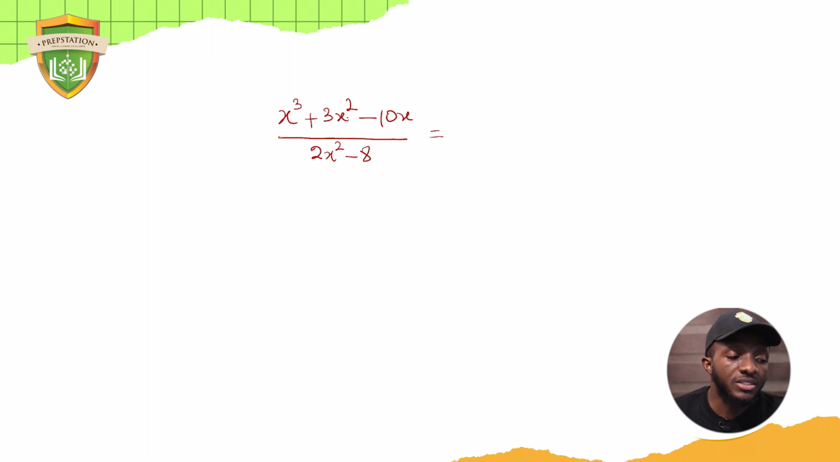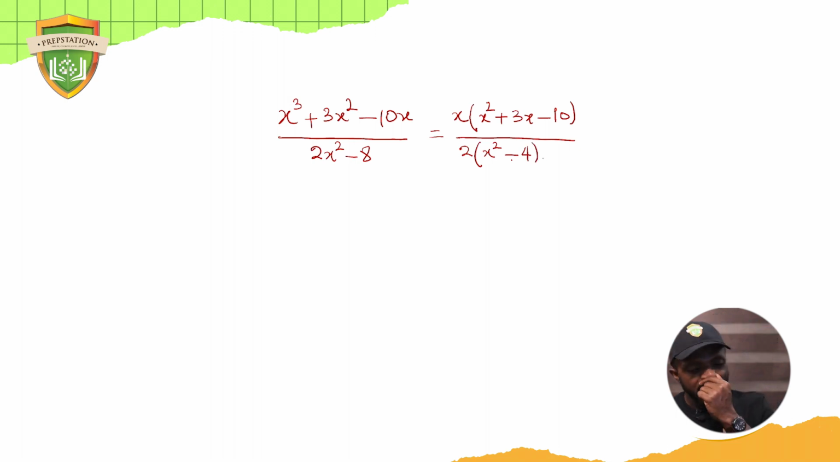So x is common to all three. We have x here in x cubed, we have x in 3x squared, and we have x in 10x. So what we're going to do is factorize. Bring x out of the bracket. Then we've taken x out, we'll be left with x squared plus 3x minus 10. Now, we can also factorize the denominator. 2 is a common factor there. So if we take 2 out, we're left with x squared minus 4.